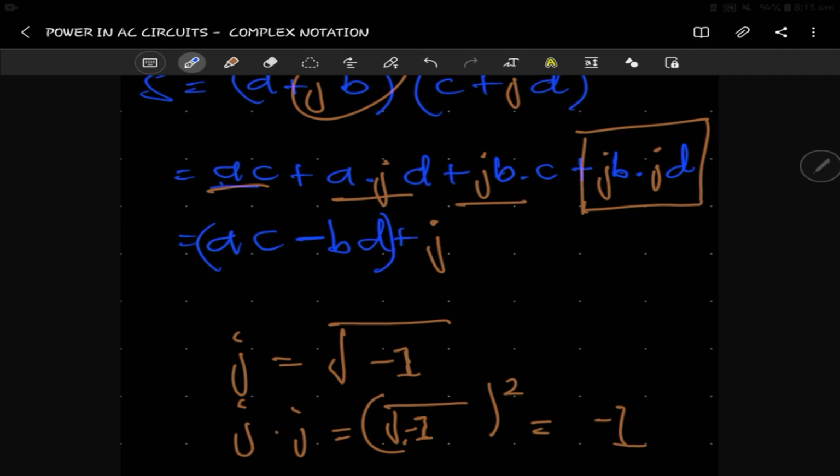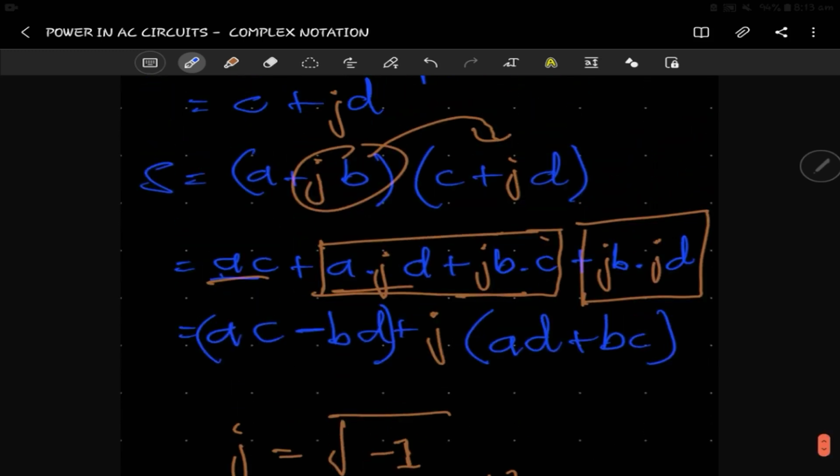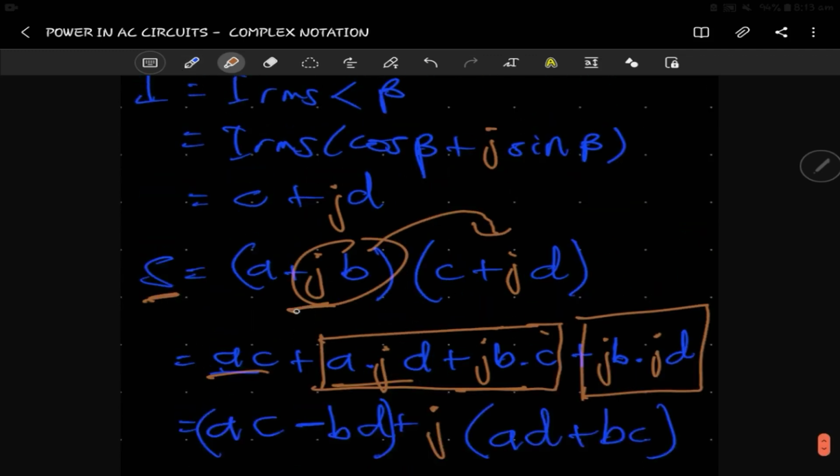We have a J here, and then what do we have? We're talking about these two now, this and then this, the ones with J's, right? Okay, so that will mean that we have a bracket here, we have AD plus BC, and this is what we'll have when we are trying to find the apparent power when we have the voltage and the current, right, as we've seen.